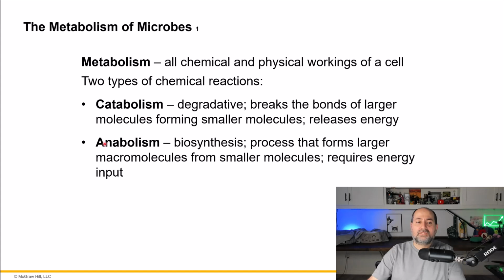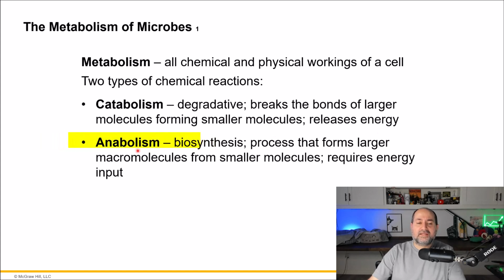There's catabolism and anabolism. Think about these as the two branches of metabolism. Catabolism is degradative, which means it breaks bonds and breaks things down. You're breaking larger molecules into smaller molecules. Think about breaking down fats or breaking down proteins or breaking down sugars or polysaccharides. We're breaking large molecules into small molecules. And when we do that, this typically releases energy. Energy is released during catabolism.